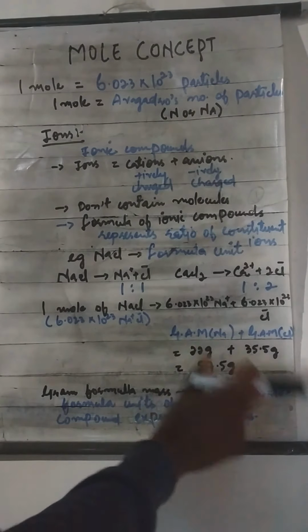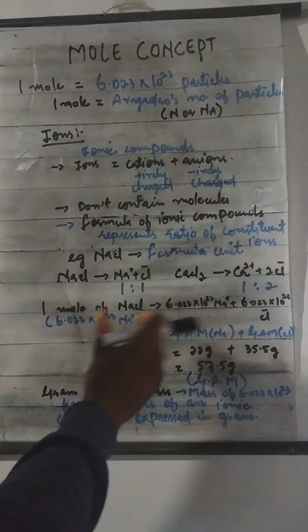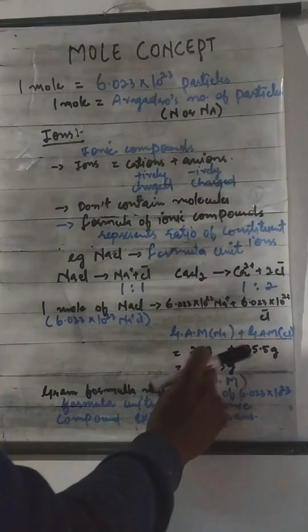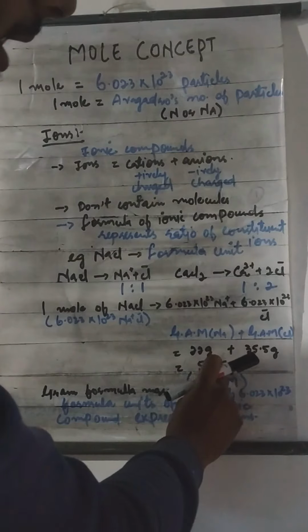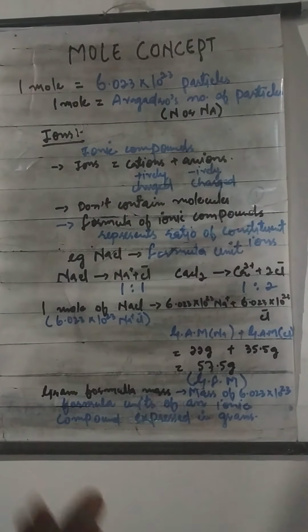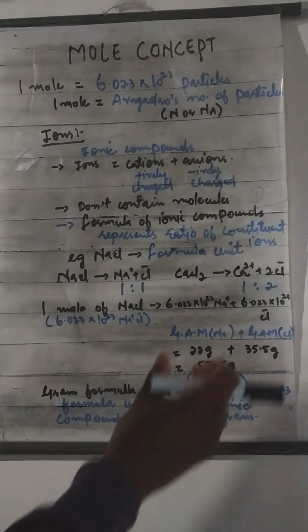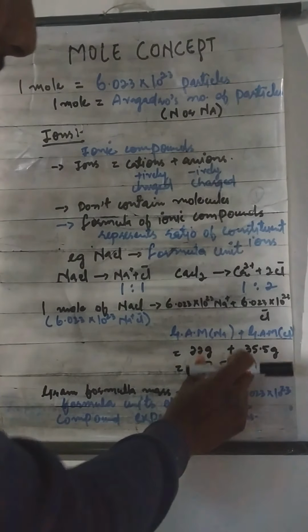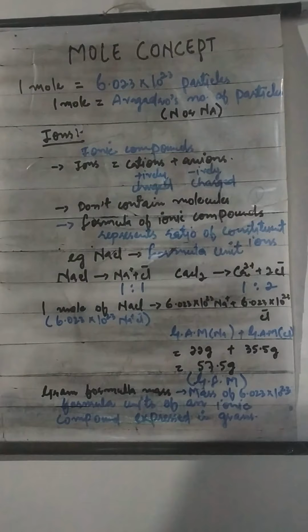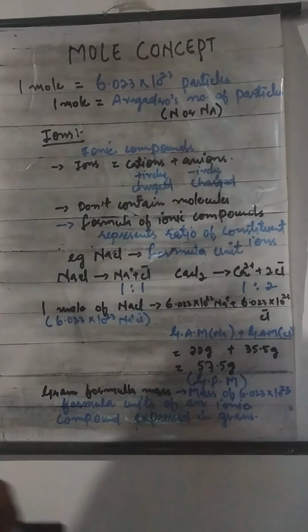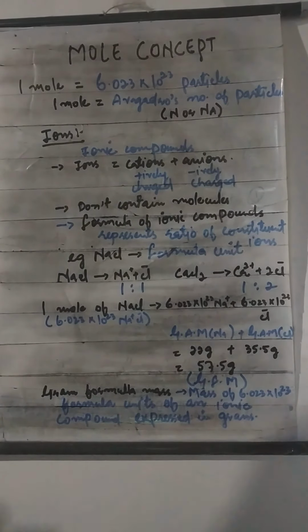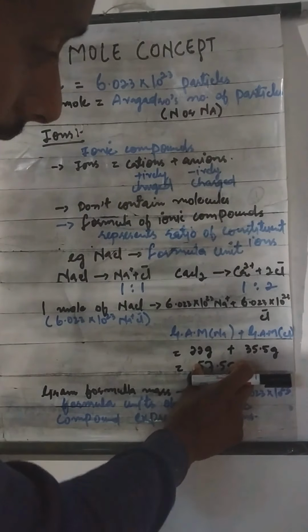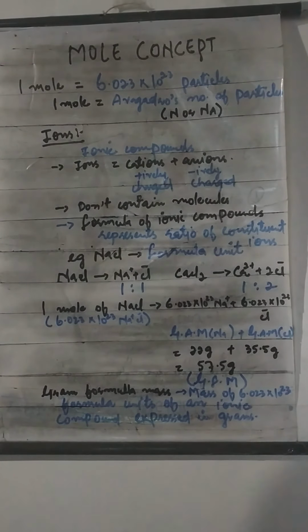This means that 1 mole of NaCl, when we weigh it, will be equal to 57.5 grams. Or we can also say that if we take 57.5 grams of NaCl, it will contain 6.023 × 10^23 NaCl ions. And this mass here is called gram formula mass.